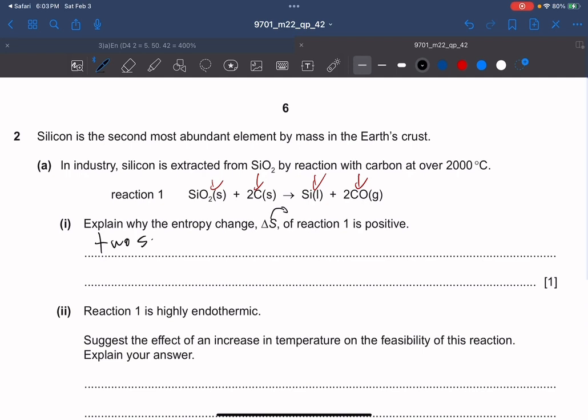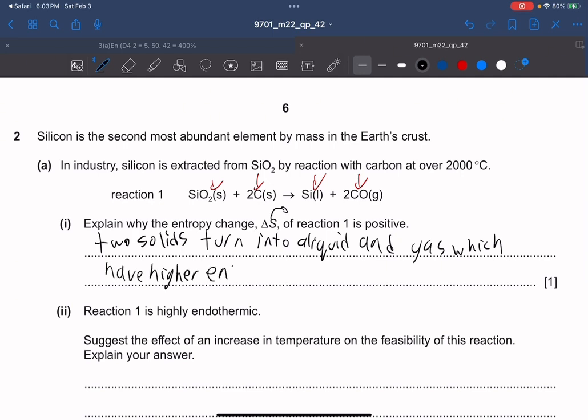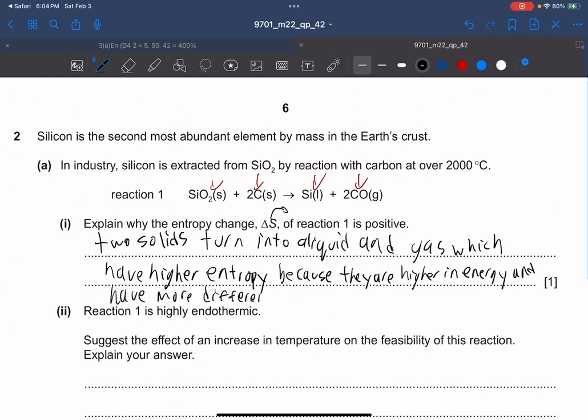So 2 solids turn into a liquid and gas, which have higher entropy because they are higher in energy and have more different possible arrangements.